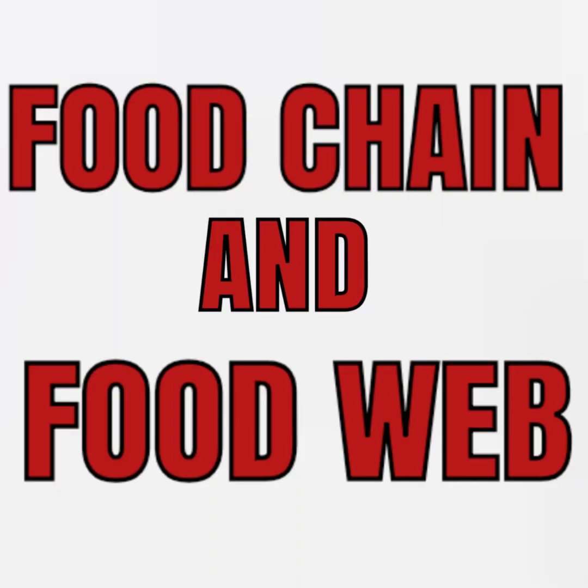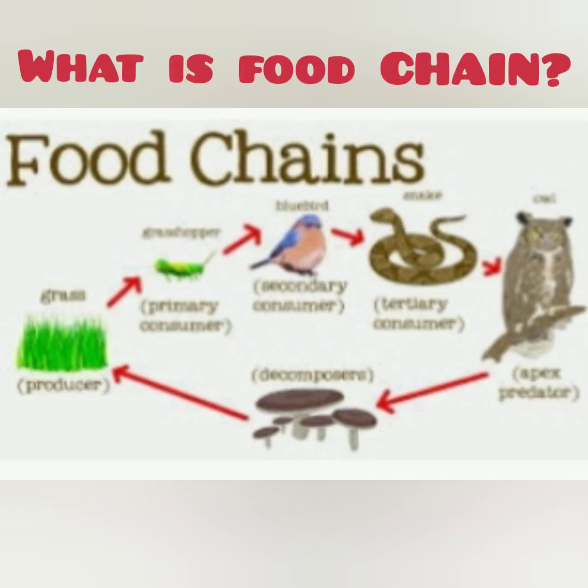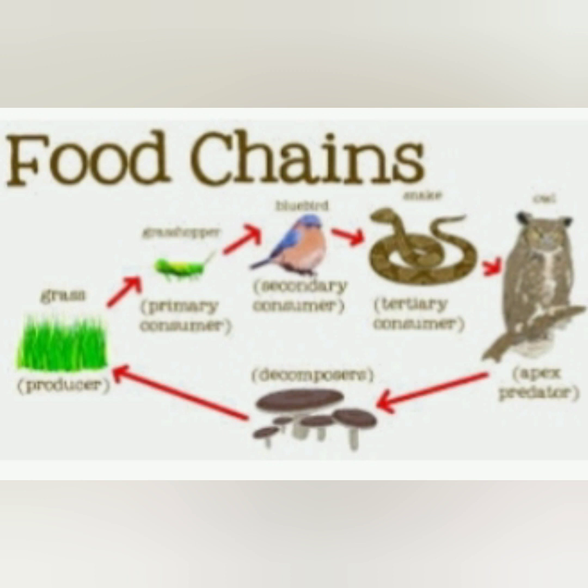So we study in detail about food chain: what is food chain, what is food web, and what are the differences between food chain and food web. Food chain. The food chain is a system where a small animal is the food of the larger animal, which in turn is the food for an even larger animal. That means food chain is a process of who eats whom.